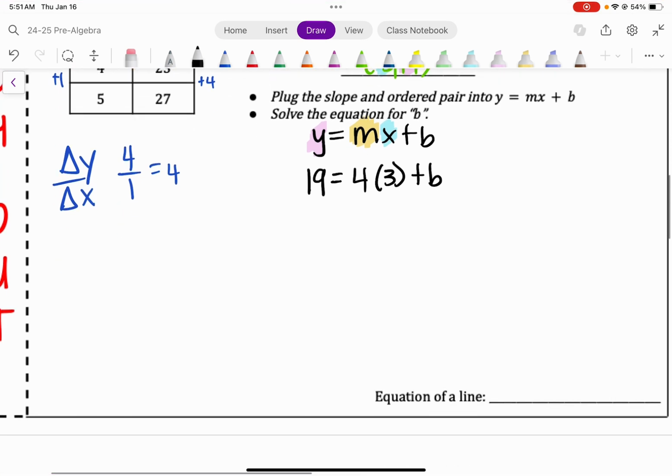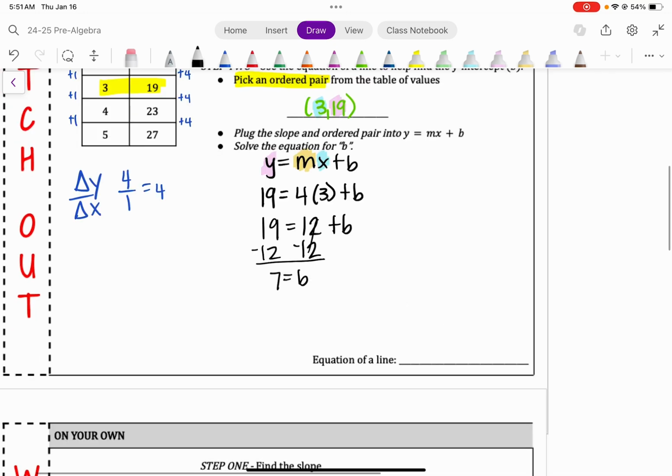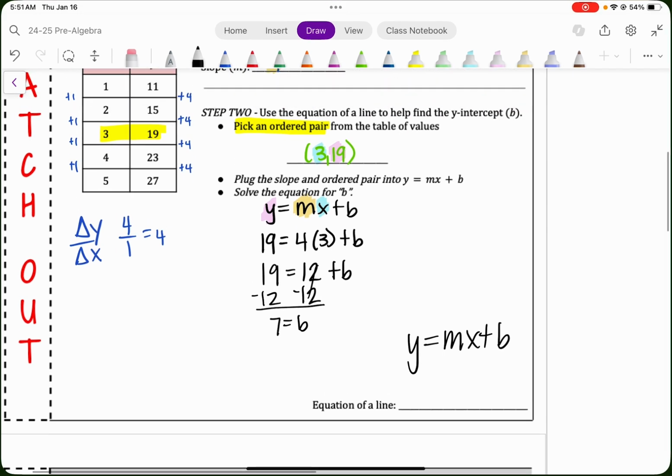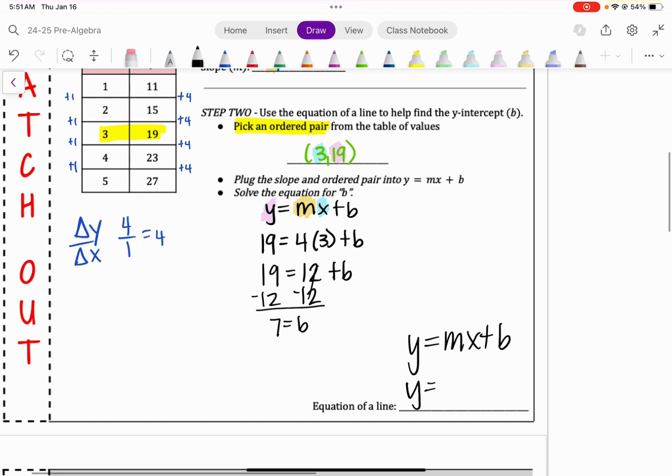So we're going to plug this in. 19 equals 12 plus b. So now we're just figuring out what is b. And b is 7. So when we put it all together, our final equation has y as y, x as x, and we're just substituting in for slope and y-intercept. So our slope we found was 4, and our y-intercept was 7.